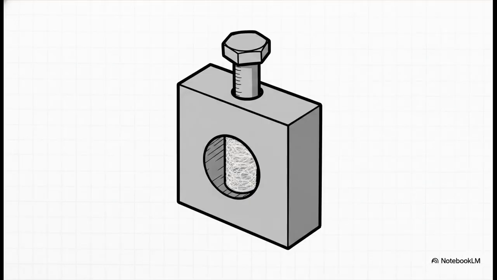Now, for locating features of size, like complex bolt hole patterns, true position is your ultimate go-to control. It specifies a 3D cylindrical tolerance zone that's anchored by theoretically exact basic dimensions. And because this cylindrical zone extends entirely through the thickness of the part, it pretty much guarantees that your mating fasteners will always slide through perfectly. No more forcing bolts to fit.